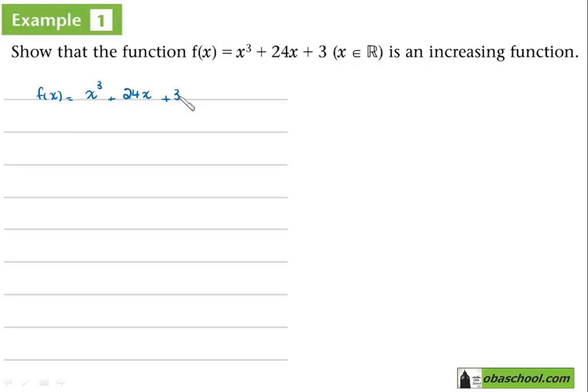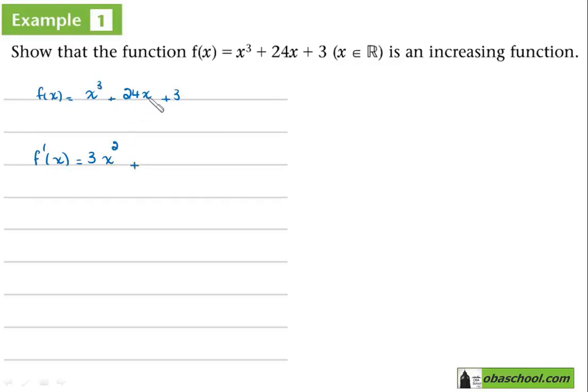To prove that this is an increasing function, we need to find f prime of x, which is the differentiation of f with respect to x. Okay, now let's differentiate. For the x cubed, we bring the 3, which is the exponent, down, then we write x, and we subtract the exponent by 1. 3 minus 1 is 2.